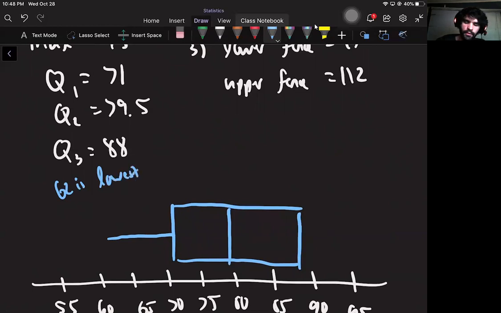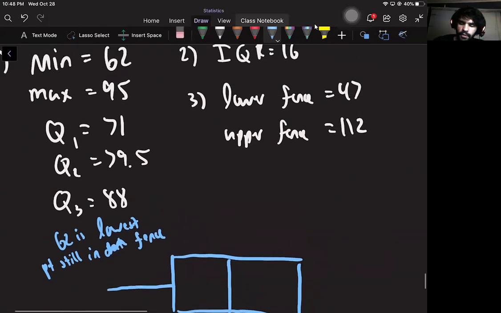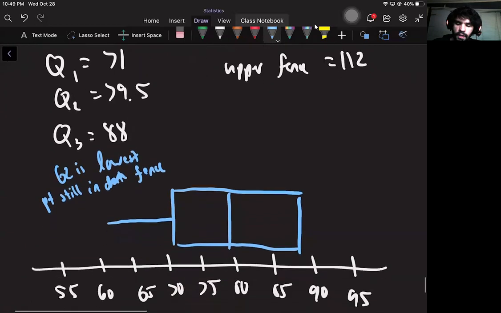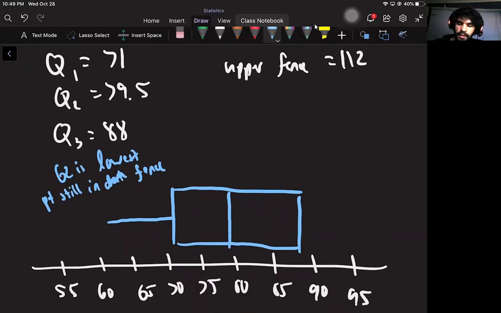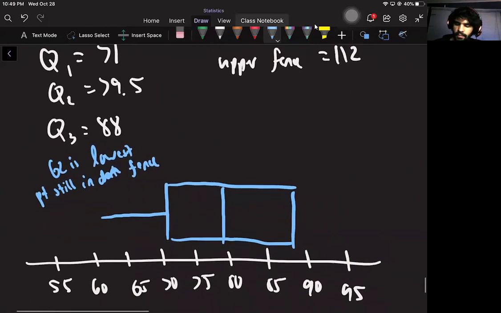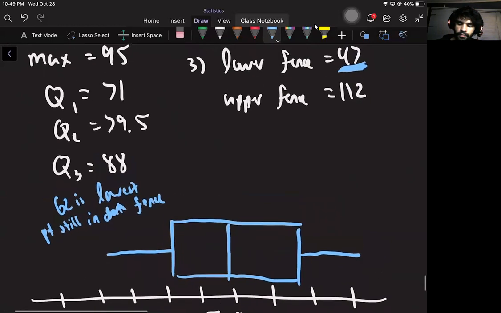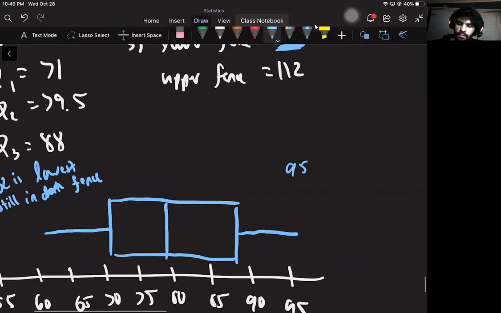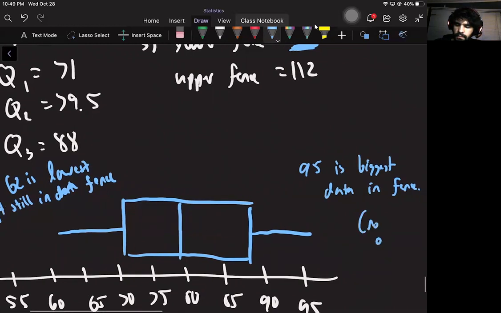Because the fence is so low. Still in the fence. The lower fence goes all the way to 47, so all the data is within that anyway. So I just go to the lowest point, but that doesn't have to happen usually. And then for the upper fence, I go to 95 because it's the biggest data point in the fence. And there's no outliers. So I don't get to draw any little stars.